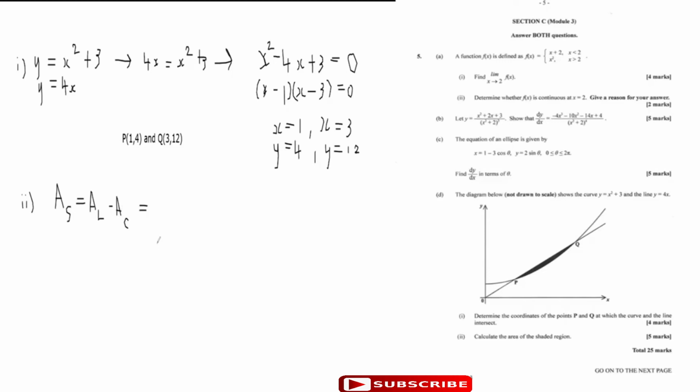The area under the line is the integral from P to Q. The x value from P to Q is the integral from 1 to 3 of the line, and the line is 4x. So it's the integral from 1 to 3 of 4x dx minus the integral of the curve, which is from 1 to 3 of the curve, which is x squared plus 3.